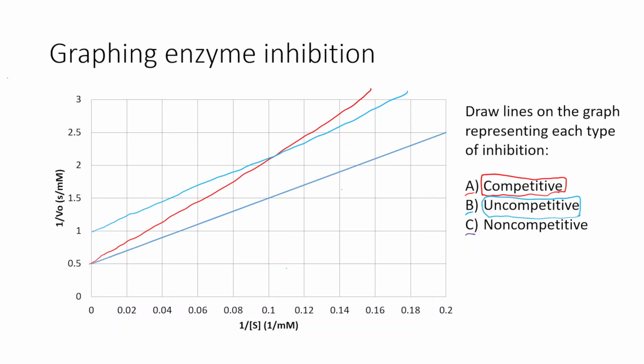And how about pure non-competitive inhibition? Yeah, exactly. So higher y-intercept, higher slope, something maybe like that. Any questions about how that would work?